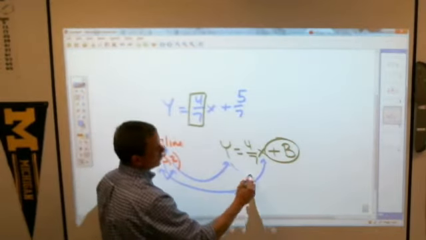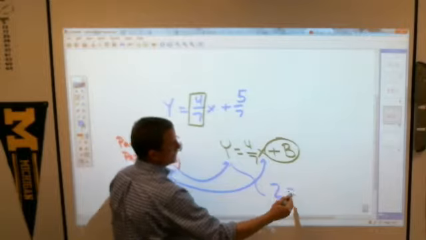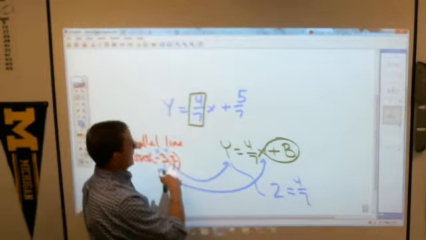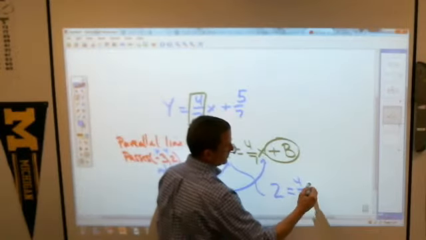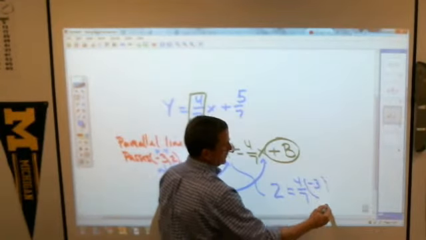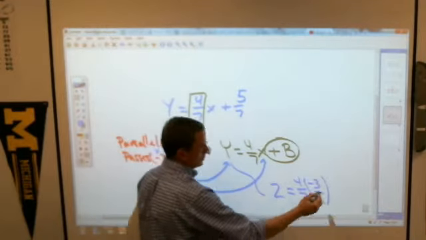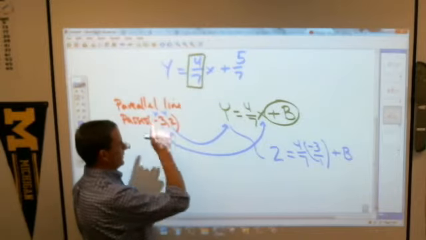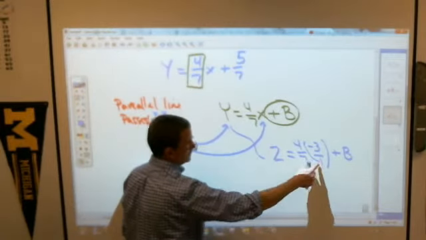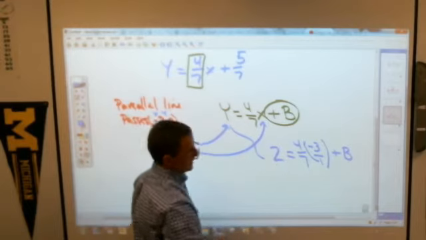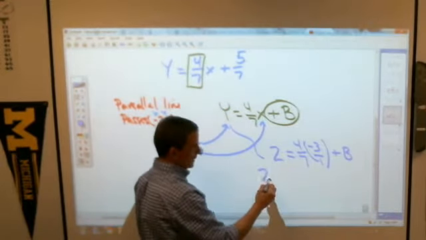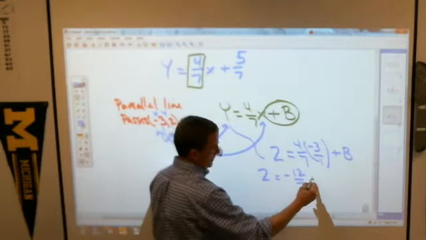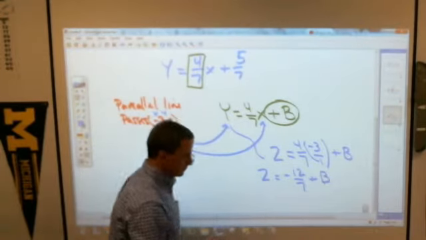Y is 2, so I get 2 equal to 4/7 times what x is, which was -3. That's not going to be pretty, mind you. Stop me there if you didn't catch me. I was given the -3 for the x, I put it in for the x in this equation. I was given the 2, so I put it in for y there. I now need to solve this, which is going to be ugly. 2 equals -12/7 plus b.